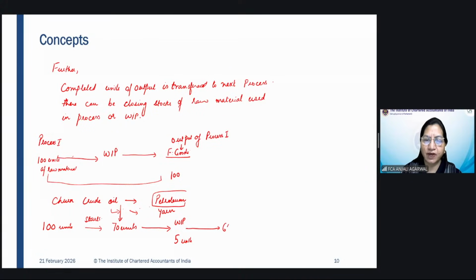So 65 units is the output of process one. We assume that these 65 units will move to process two to be further processed there. We don't assume that we keep a stock of 65 units at all in process one unless specifically asked. However, there's definitely going to be a work in progress of 5 units, and there is definitely going to be 30 units of raw material stock.